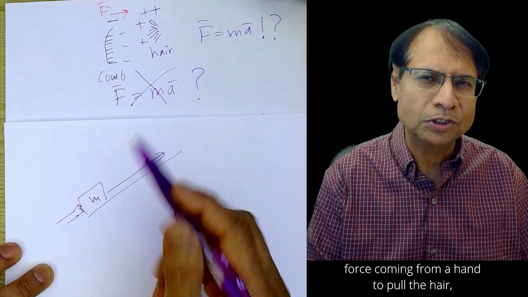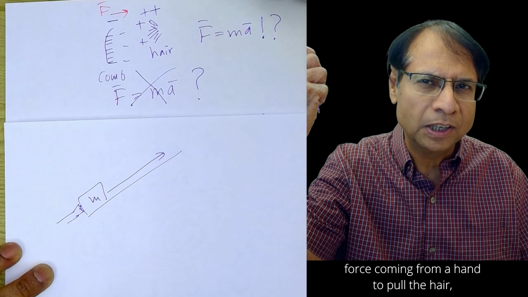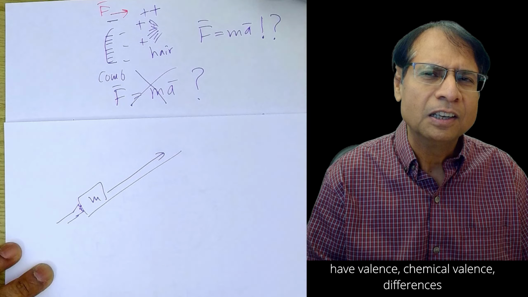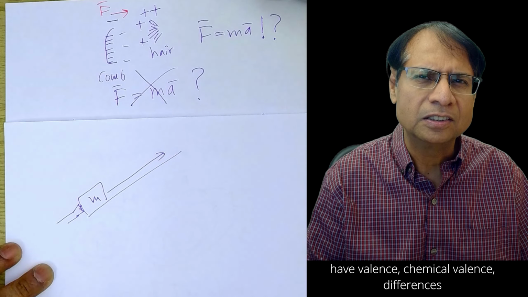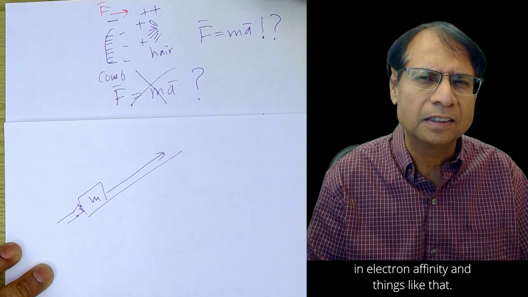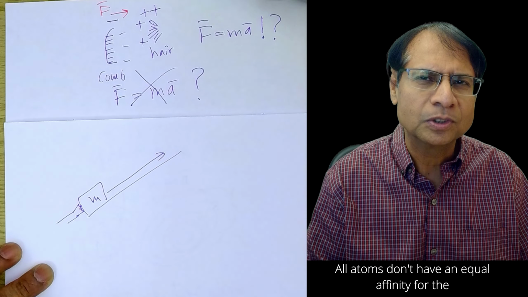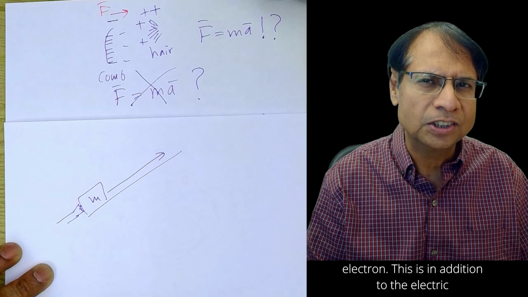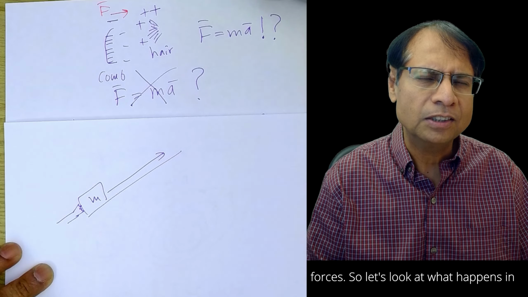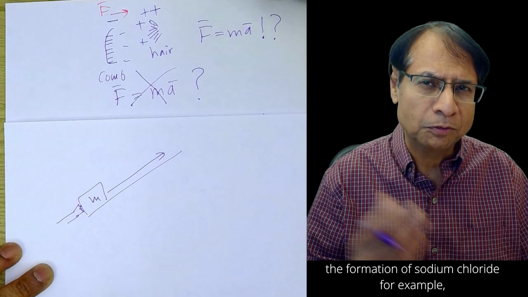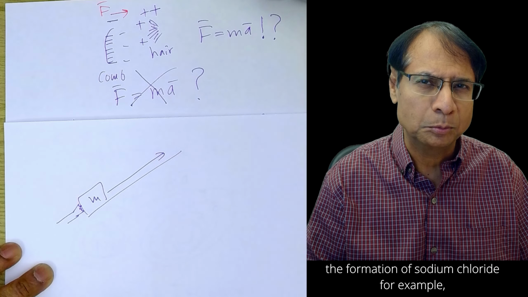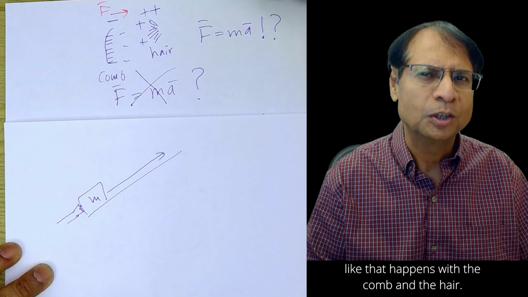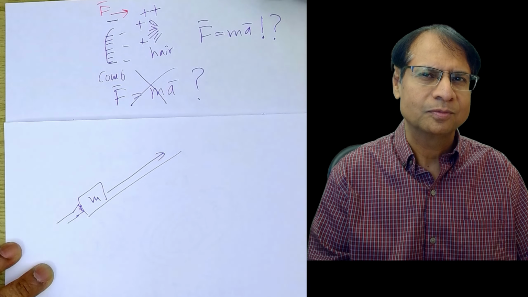So besides the force coming from a hand to pull the comb away from the hair, you also have chemical valence, differences in electron affinity and things like that. All atoms don't have an equal affinity for the electron. This is in addition to the electric forces. So let's look at what happens in the formation of sodium chloride, for example, how you have charge transfer. And something like that happens with the comb and the hair.